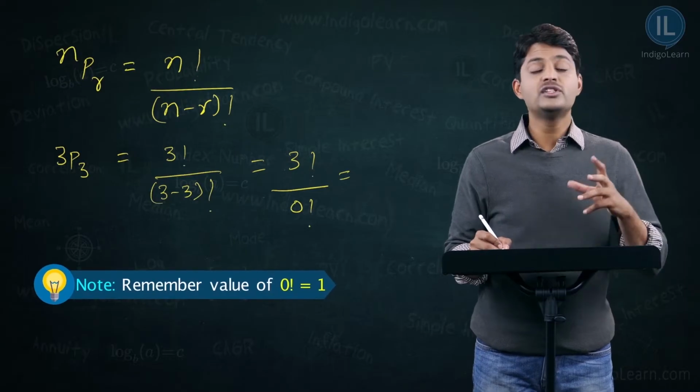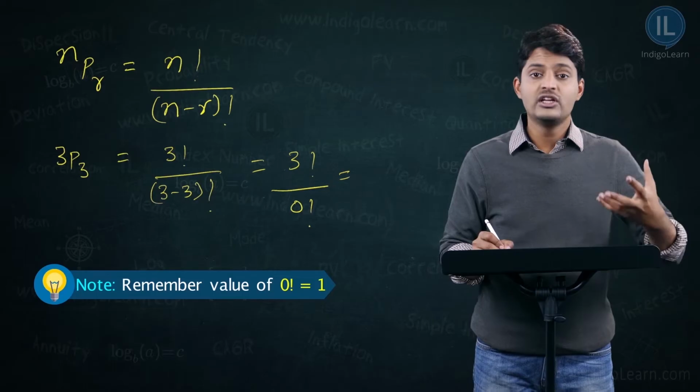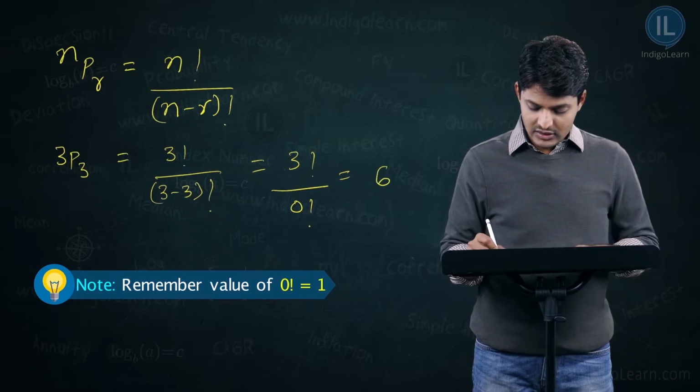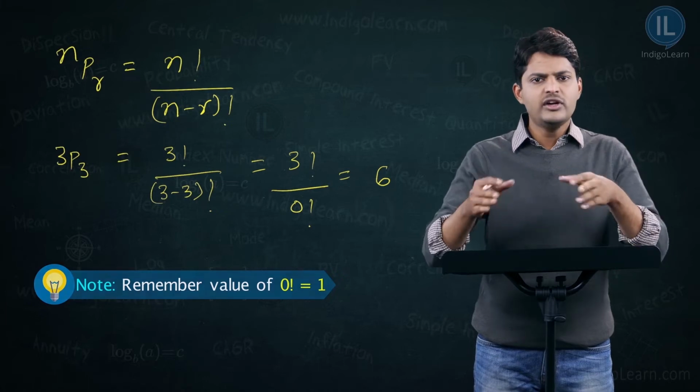Now what is the value of 0 factorial? 0 factorial by default is 1. You already know the value of 3 factorial, which is 6. So the final outcome is 6, right? So this is one way to solve the problem.